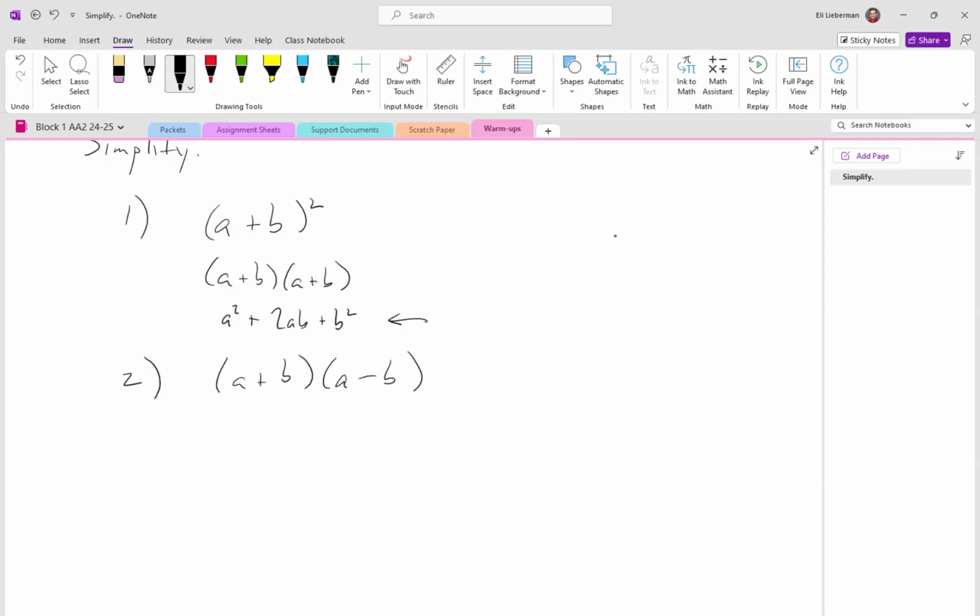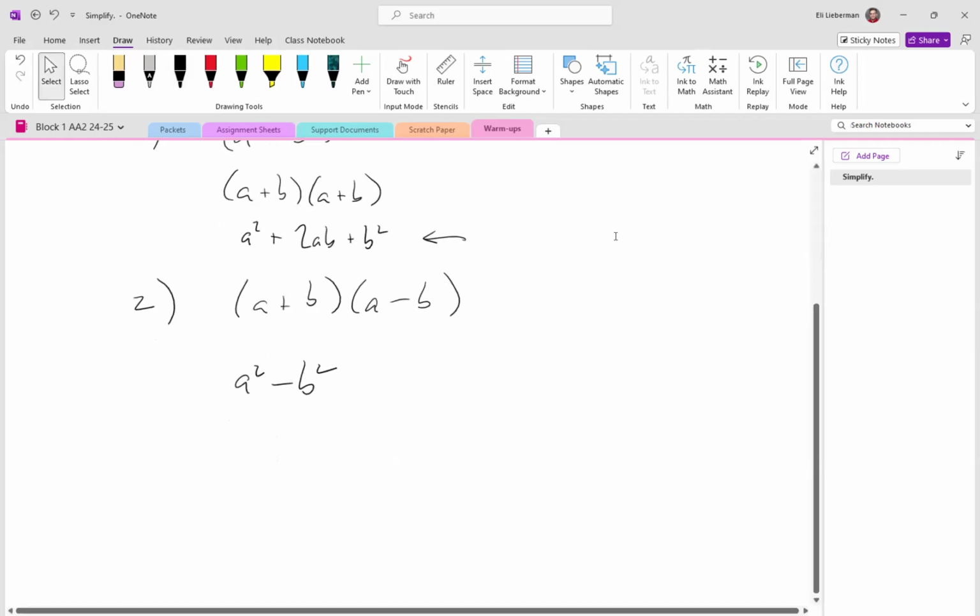A plus b times a minus b. Would you please show me how many terms are left when you finish distributing? You guys have 2 on the count of 3. Let's hear it. 1, 2, 3. A squared minus b squared, which is what kind of, would you just check with your neighbor?